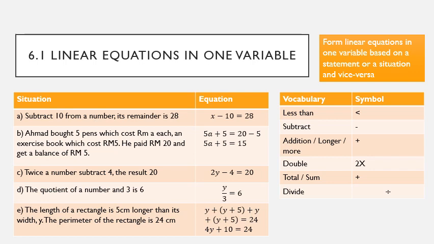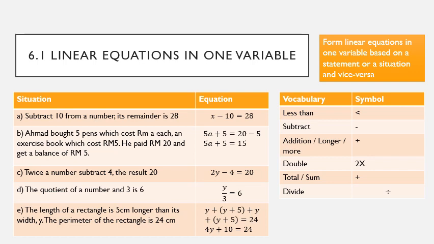So that's the equation. So twice a number subtract 4, the result is 20. So twice maksudnya dua kali ganda dia. A number is y, subtract tolak. So terus tukar satu-satu. So dia jadi 2y tolak 4 sama dengan 20. So the quotient of a number and 3 is 6. So y over 3 is equal to 6.